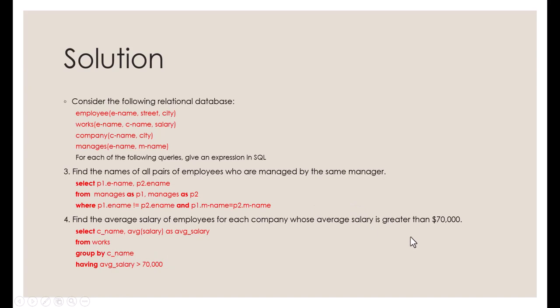And then we have this last condition here where the average salary is greater than 70,000. So I'm going to add that condition right here using the having keyword.